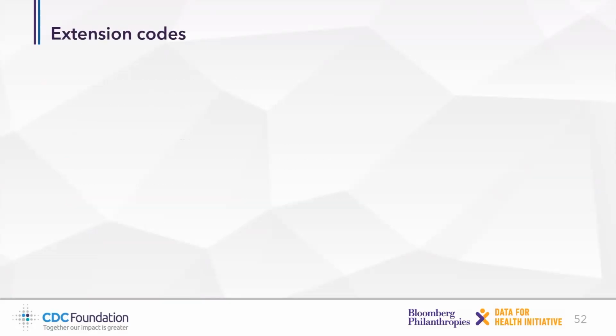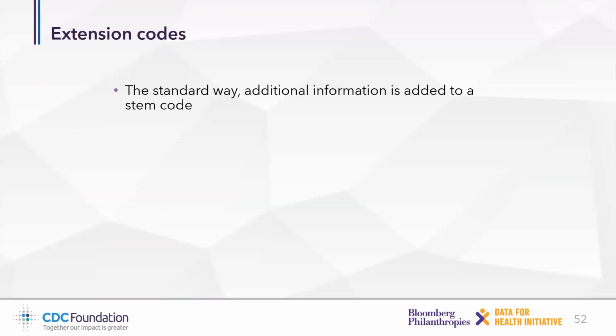Let's talk about extension codes. Extension codes are the standard way additional information is added to a stem code. Extension codes can never be used without a stem code. So this is something important. You cannot use extension codes alone. Always an extension code will be combined with a stem code.